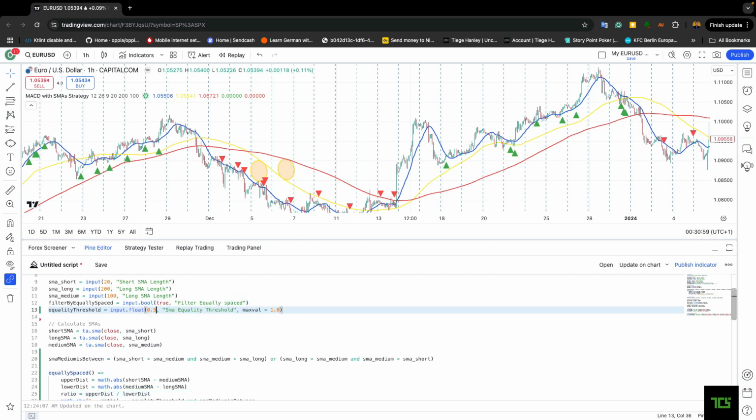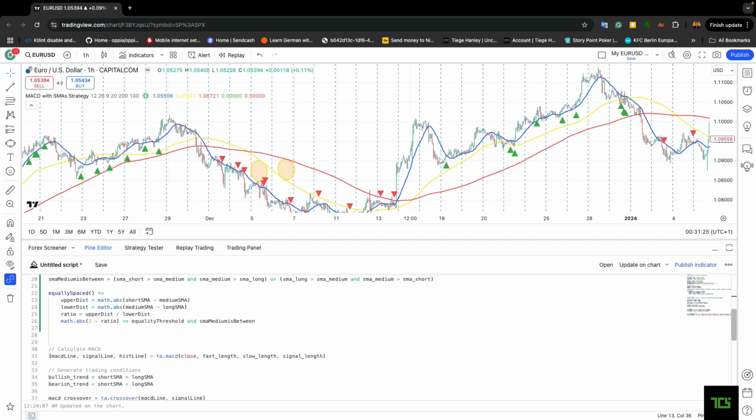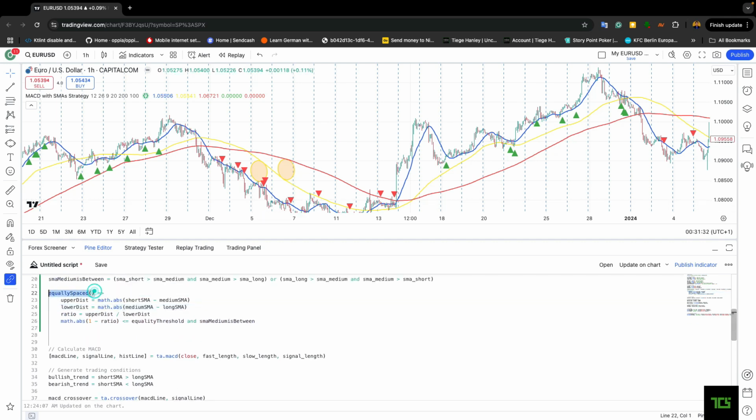So I put 0.5. 0.5 means that it can be twice the size. Maybe the upper region is twice the size of the lower region, maybe. But the point is, the closer to 0 it is, the more equal the sizes, the distances. So 0.2, 0.1, right? And that's it. If you think about this properly, I think it's easy to understand. But then this is the function, equally spaced.